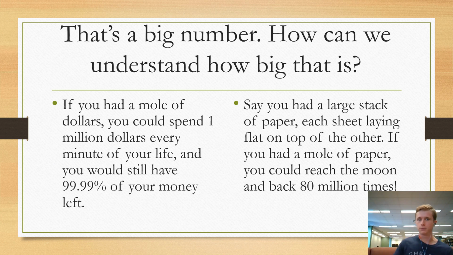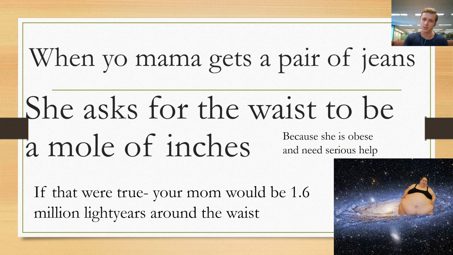How can we sort of understand this? Well, if you had a mole of dollars and you spent $1 million every minute of your life, you'd still have 99.99% of your money left. Now, let's say we took a mole of sheets of paper and stacked them on top of each other. We could make it to the moon and back 80 million times. So when your mama gets a pair of jeans and she asks for the waist to be a mole of inches, she would be 1.6 million light years around the waist.